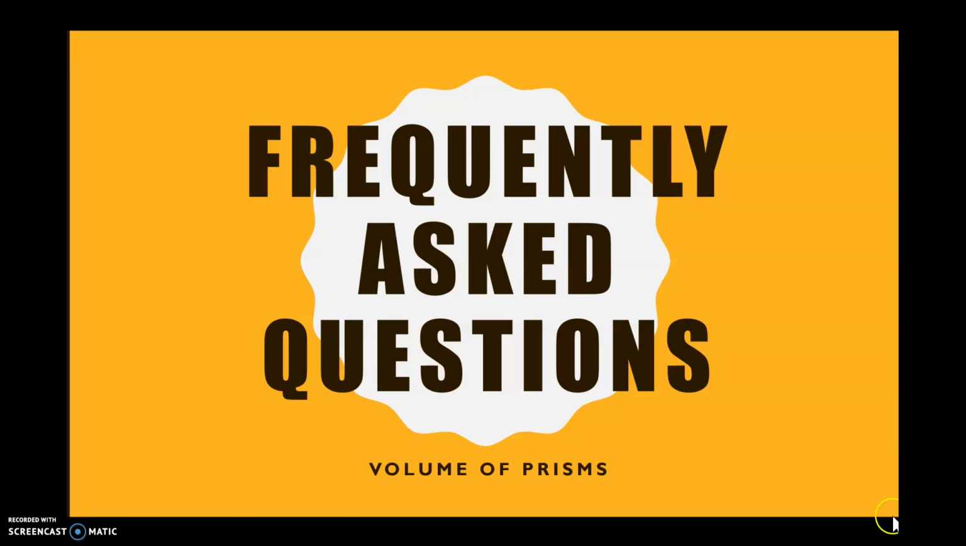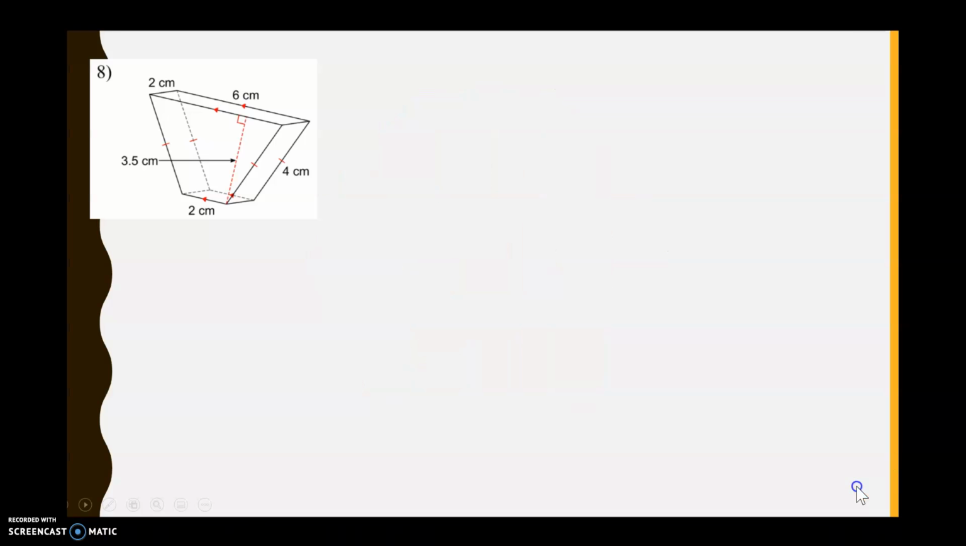Hey guys, two questions on last night's homework, volume of prisms. The first one is number 8. Finding the volume of this guy, my volume is equal to big B times H. And big B stands for the area of your base. Well, what shape is my base in this figure?